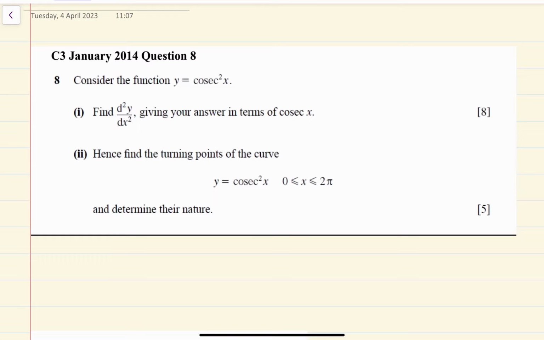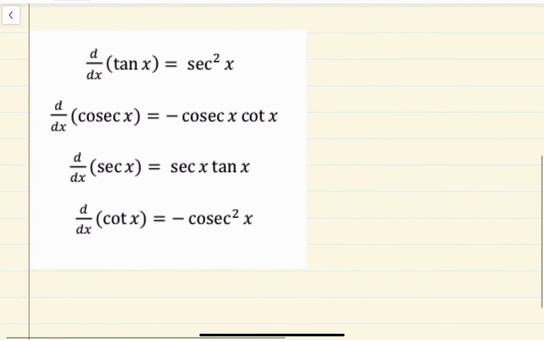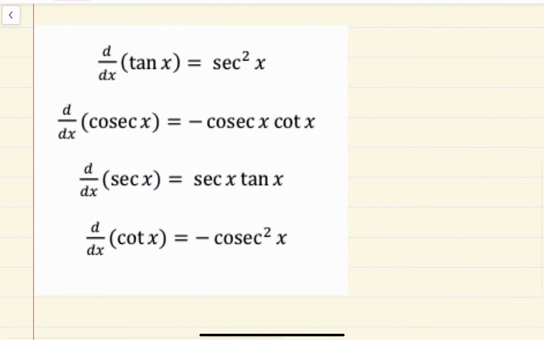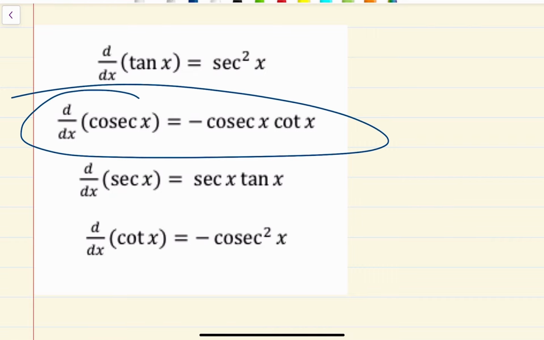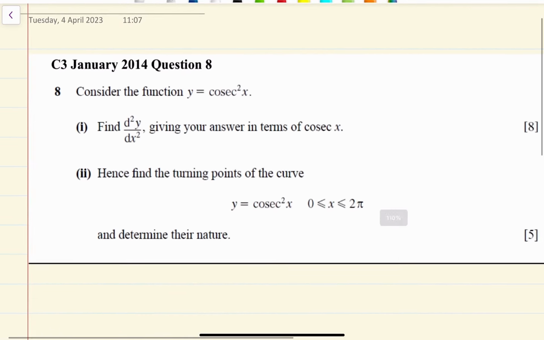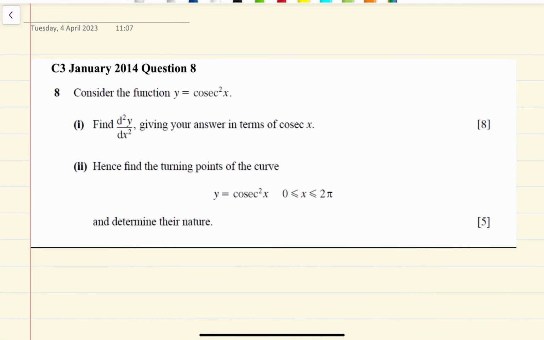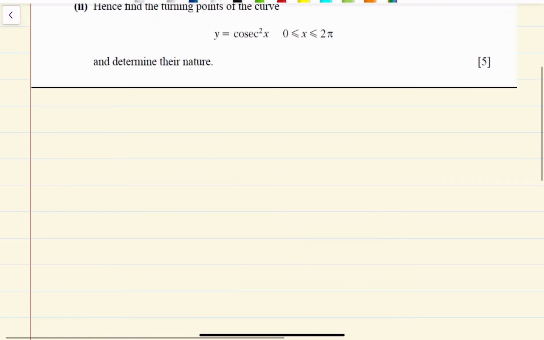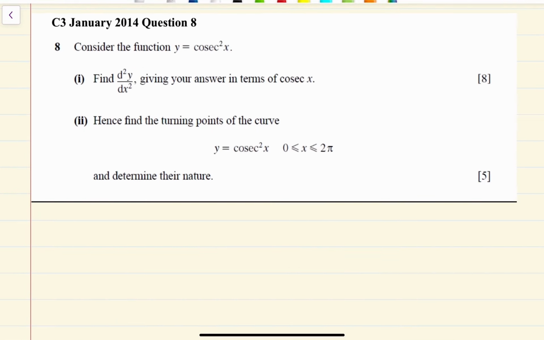So first of all, what is given in your formula booklet? It's not written out in this form, but you're told if you differentiate tan, you get sec squared, and you're also importantly told if you differentiate cosec, you get minus cosec cot. So use that. You must use the formula booklet unless they tell you to do it by first principles or something like that. You won't have to do it this way.